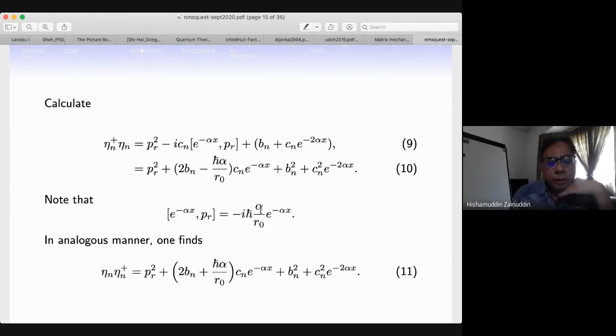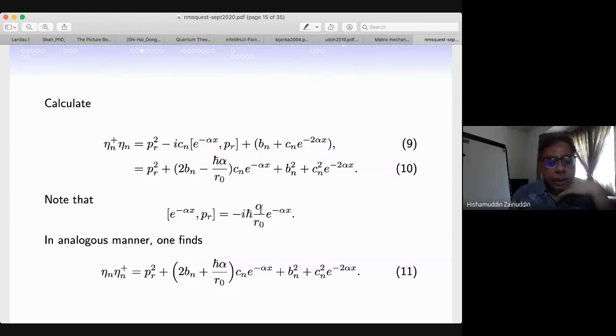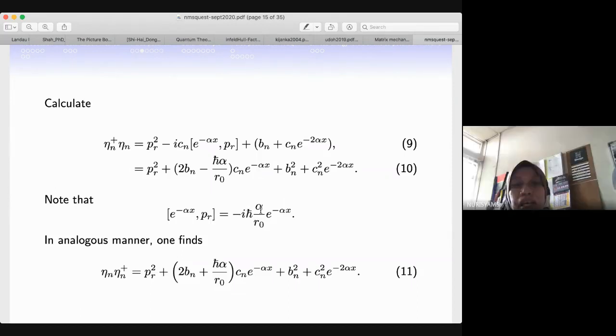Your momentum is the ordinary momentum. Yes, the ordinary momentum, correct. So only x is going to be dimensionless. Yes, so it's a mixture here. It's very bad. Okay, students, please take note.